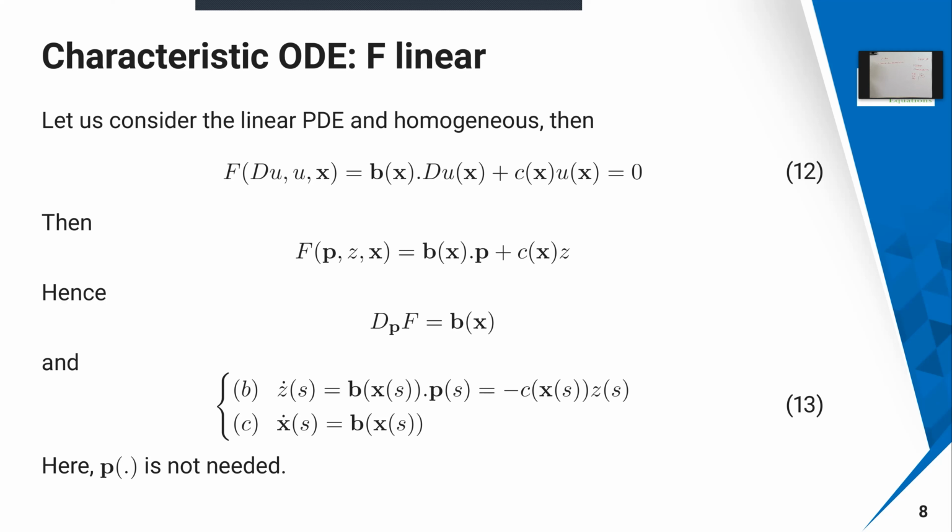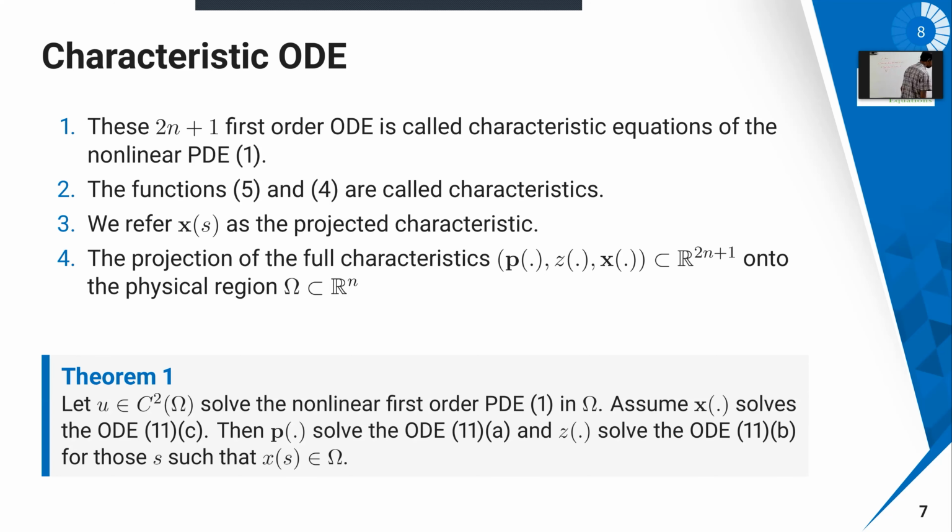So correspondingly you get the f of z, p, x notation. I'm just going to write it as f of p, z, x, which becomes p of x into p plus c of x into z. Now, what is D_pF? I have to differentiate with respect to p. I'll write this equation once so that we can understand.